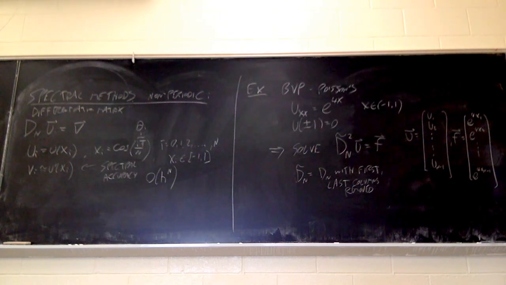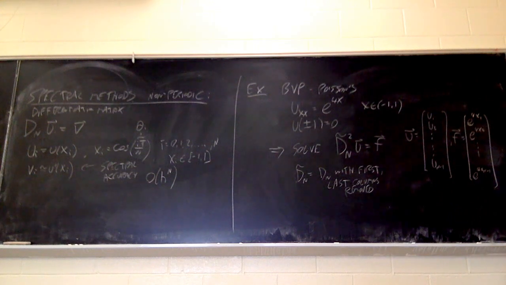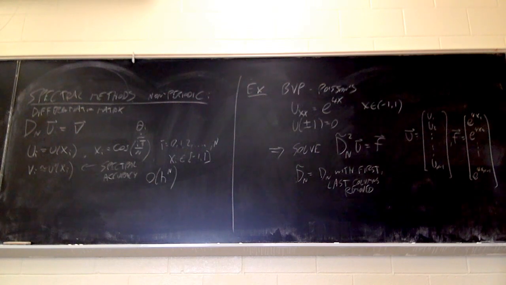So, not much to do here. As far as how we solve this system, if you were to just go ahead and solve this directly, using a direct method, unfortunately you'd be expending order n cubed operations because DN is a full matrix. Pretty much, yeah, all the entries are non-zero.